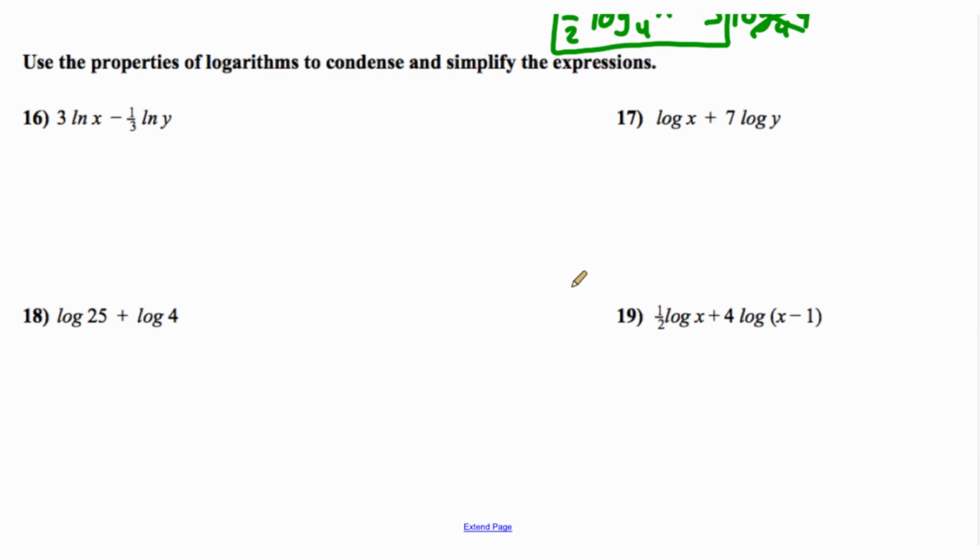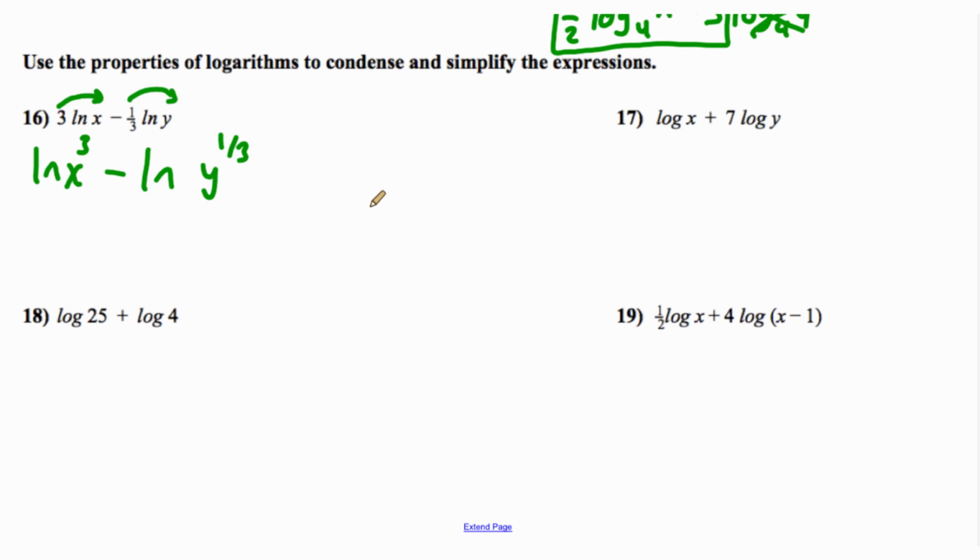Last section is working in the opposite order. Now we're taking these properties of logarithms and using them to condense down and simplify some of these expressions. So looking at number 16, we've got 3 natural log of x minus 1/3 natural log of y. Each one of these has a number in front, so we're going to take those numbers in front and bring them up as powers on our variables. So we get the natural log of x cubed minus the natural log of y to the 1/3 power.